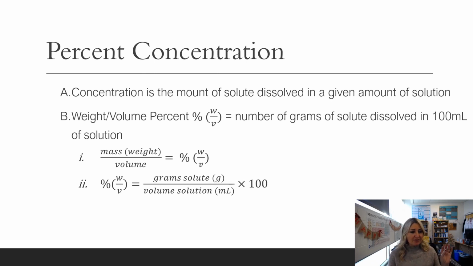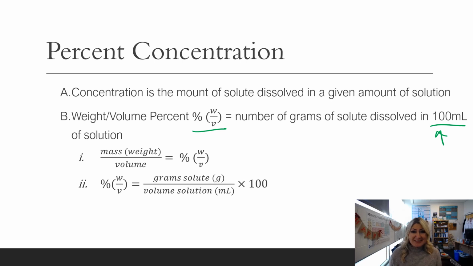We can look at this as a weight by volume percent, which you have possibly seen before as a percent weight by volume. And this is just taking the number of grams of solute dissolved in 100 milliliters of solution. Now, if the amount of solution is not given, 100 milliliters is assumed. Sometimes you'll be given a different volume, so just pay attention in your questions as to what you're given.